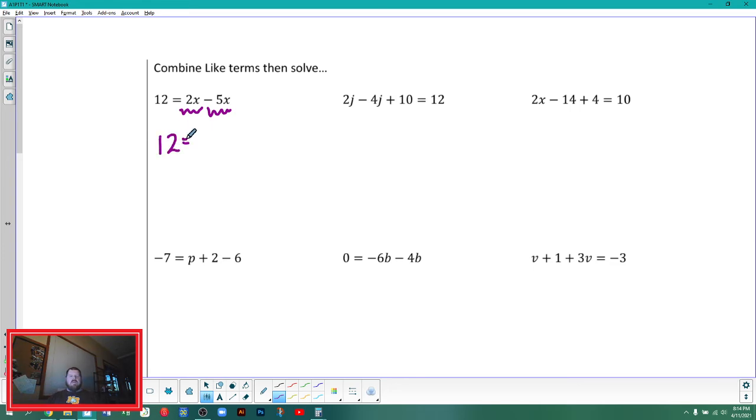So I'm going to get 12 is equal to 2 minus 5, which is negative 3x. Now I can attempt to solve it. What's happening to x? It's being multiplied by negative 3, and that's all, so I'm just going to divide by negative 3, and we get negative 4.